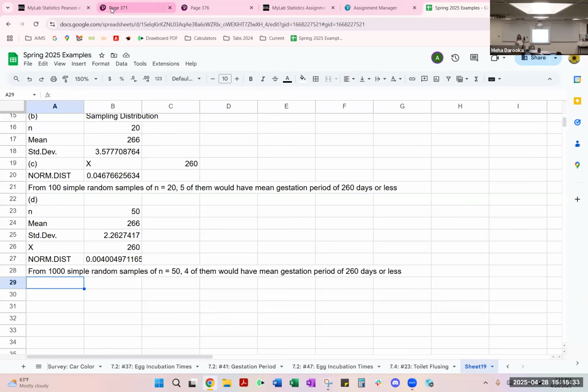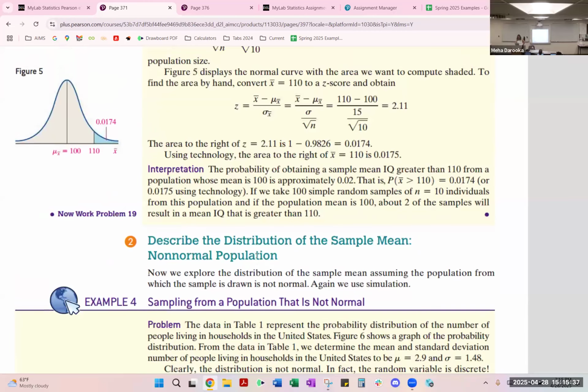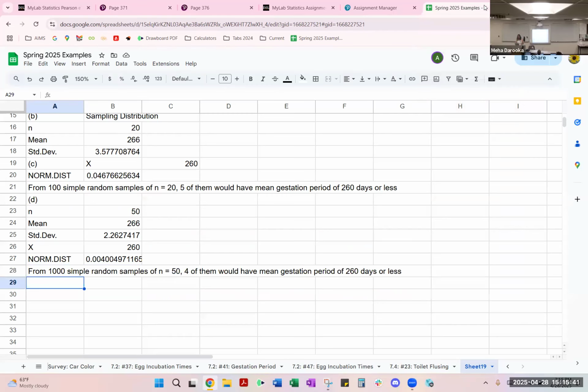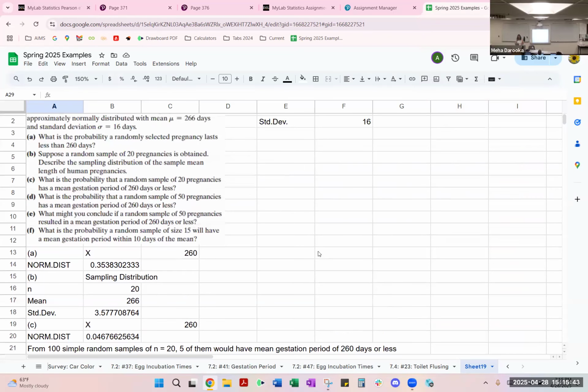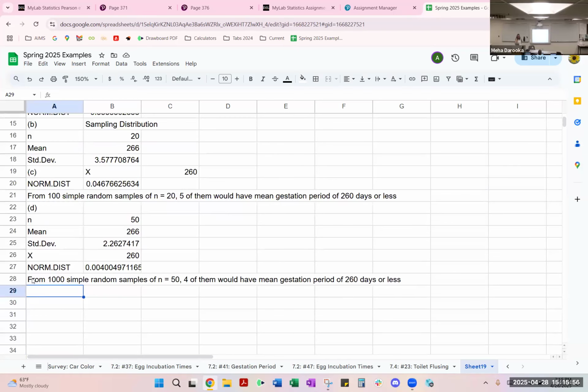Okay, so just kind of remember that. I know your textbook, I think, mostly kept it at 100, but I don't think they dealt with that many smaller values either, so I'm going to keep it at 1,000. What might you conclude if a random sample of 50 pregnancies resulted in a mean gestation period of 260 or less? So that's actually this guy.